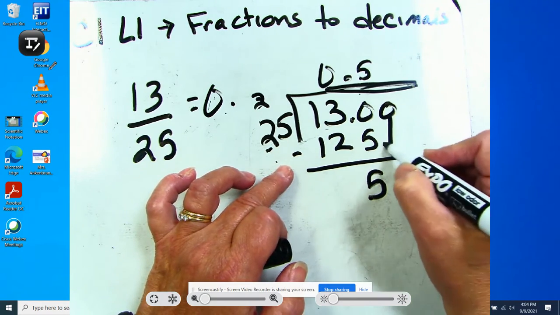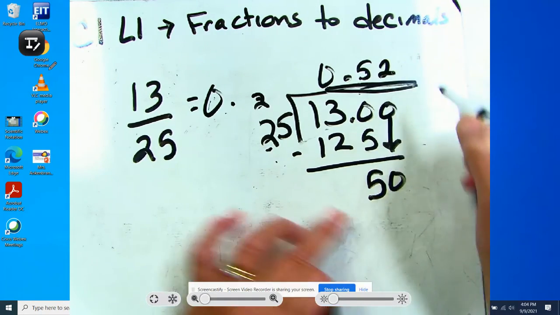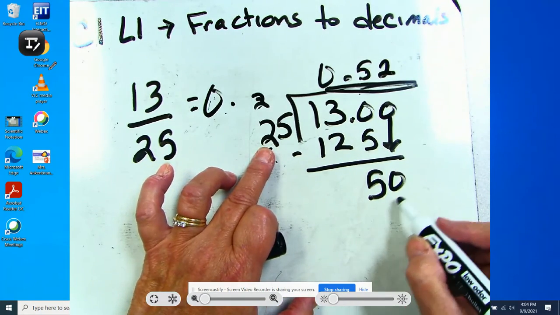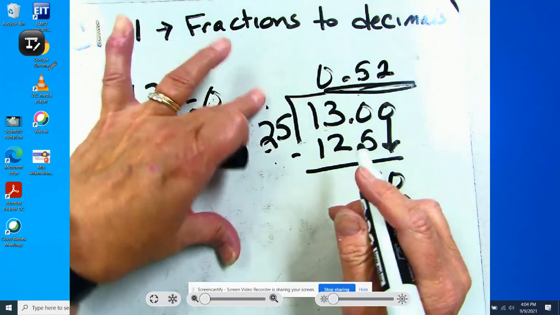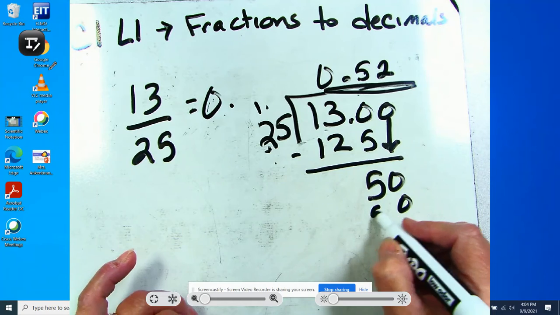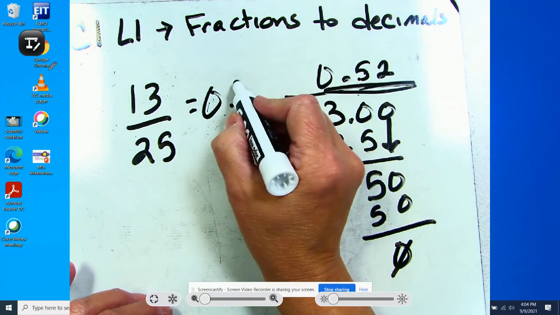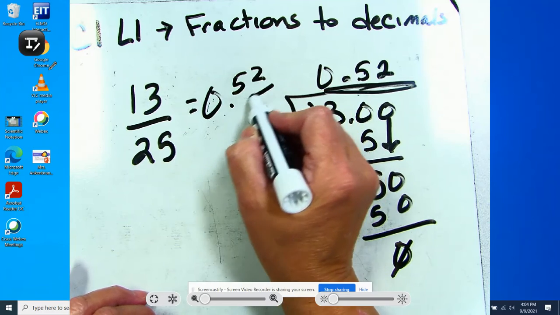Add another 0. 25 goes into 50 2 times. 2 times 5 is 10. Carry the 1. 2 times 2 is 4, plus 1 is 5, and it terminates at 0. So this will be 0.052.